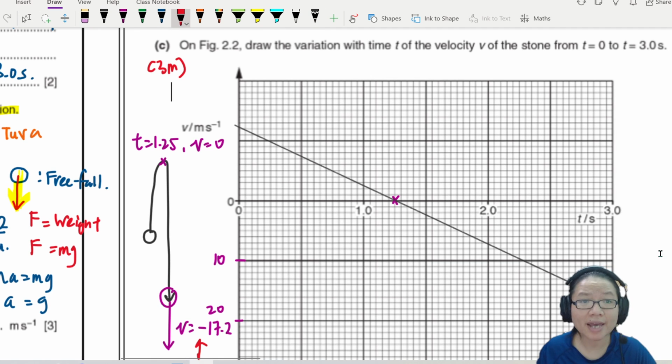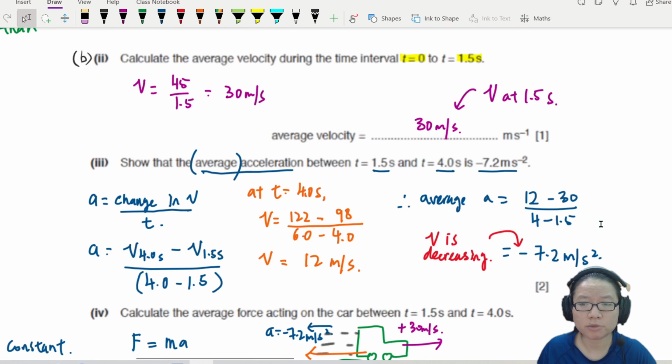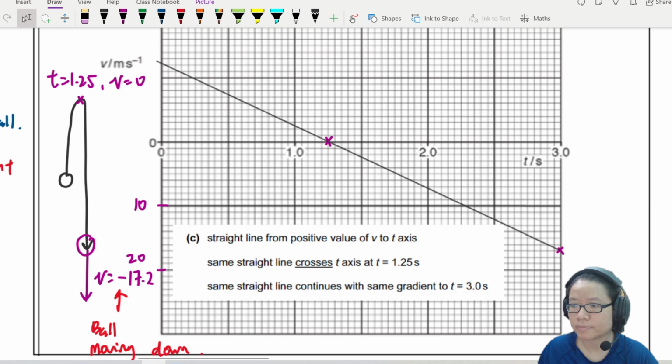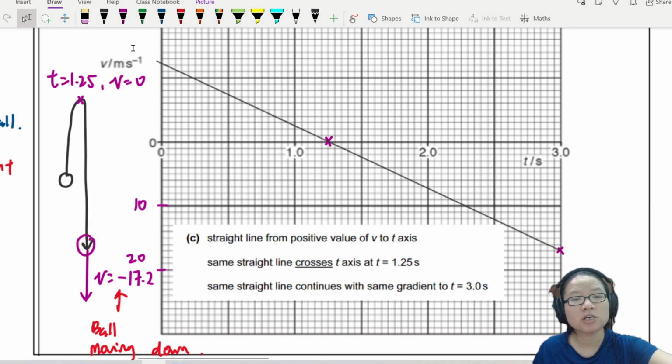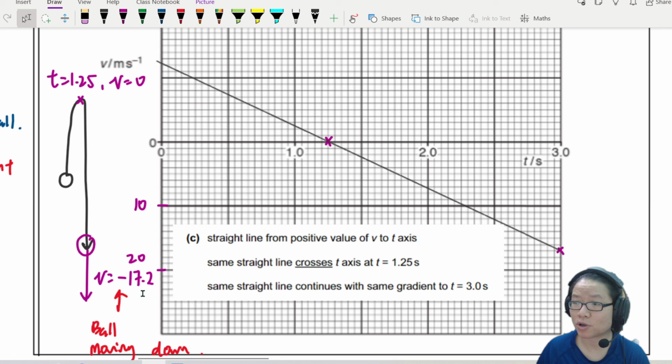Okay, the graph is 3 marks. Where are the marks, you ask? Well, let me show you. If you draw a straight line with positive value of v on the t-axis, you get 1 mark. So basically, your v is positive. Start correctly. Straight line passes through 1.25, 1 mark. Continue with the same straight line until 3 seconds, 1 mark. So you don't really even need to plot 17.2. You just need to draw a straight line like that, 3 marks.